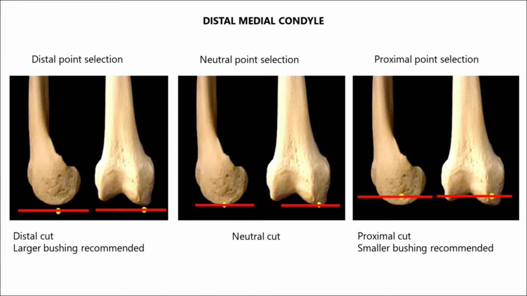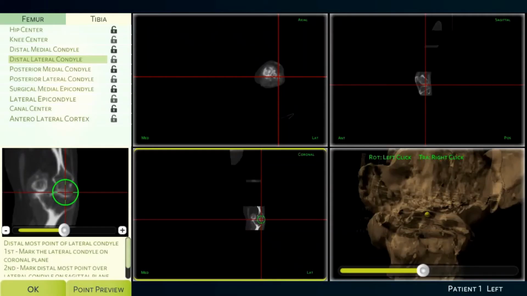If taken more distally, it will lead to a more distal cut. This will increase the difference of the cut between the distal medial and the distal lateral cuts, leading to a larger bushing being recommended. Conversely, if it is taken more proximally, it will lead to a more proximal cut. As the error in selecting this landmark is directly reflected to the same amount in calculations, precise selection of this landmark is mandatory. Distal lateral condyle.